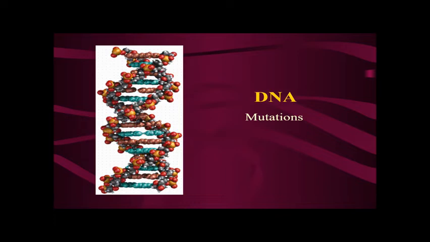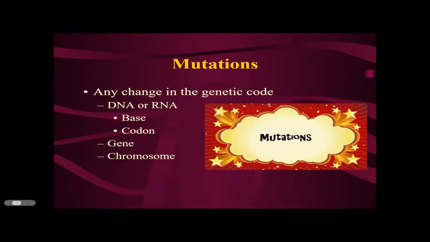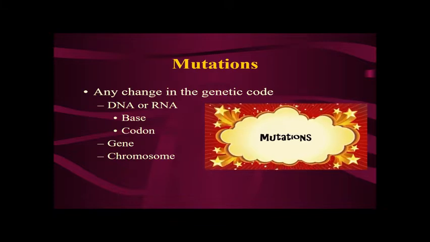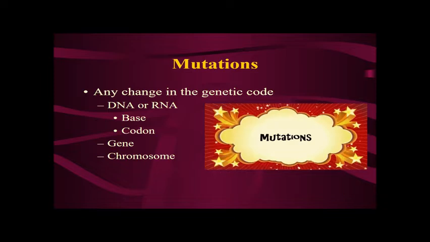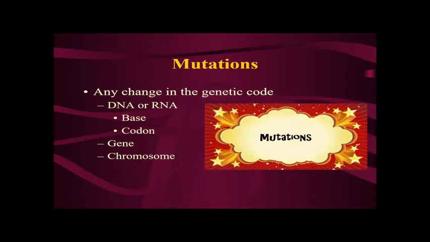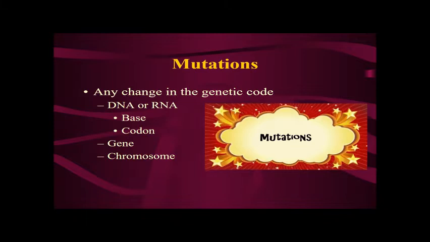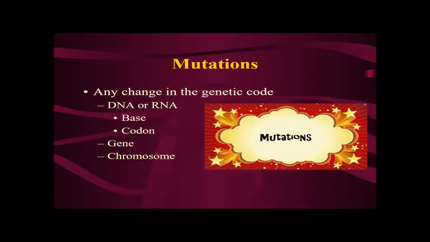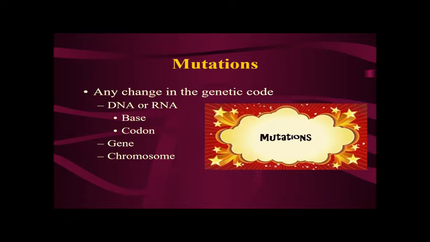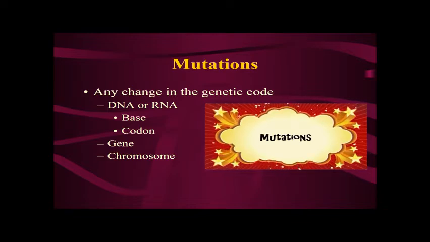This next section of notes is on mutations. A mutation is any change in the genetic code. And so a mutation could happen in either DNA or RNA. It could be a change in a base. It could be a change in a codon. It could be a larger change that affects an entire gene, or it could even be a change that affects an entire chromosome.